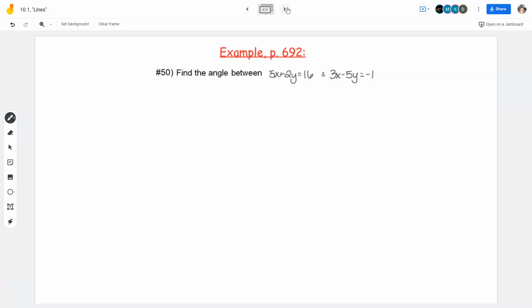But to go with the formula, what do we still have to find? Not the b, but we do have to find the slope.